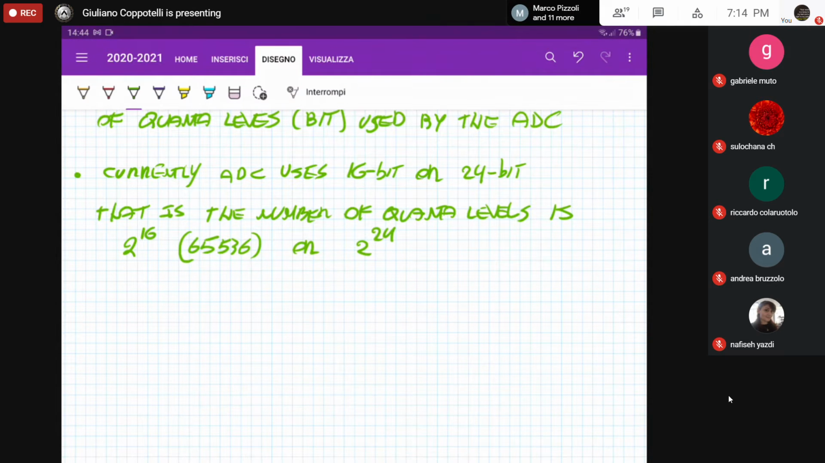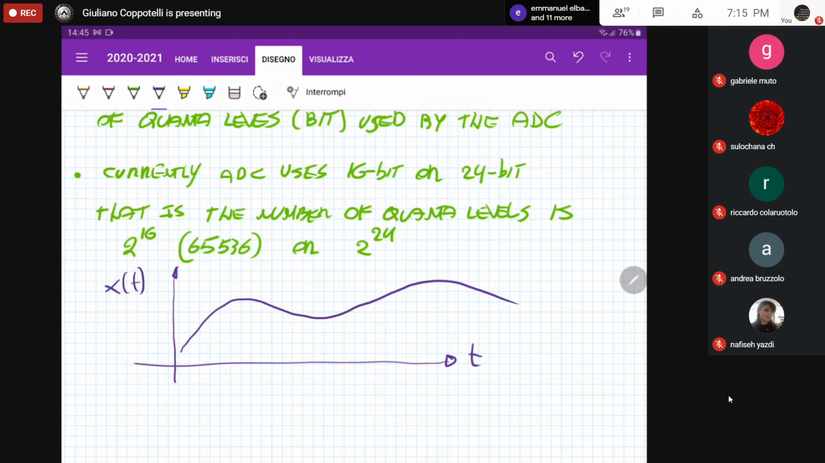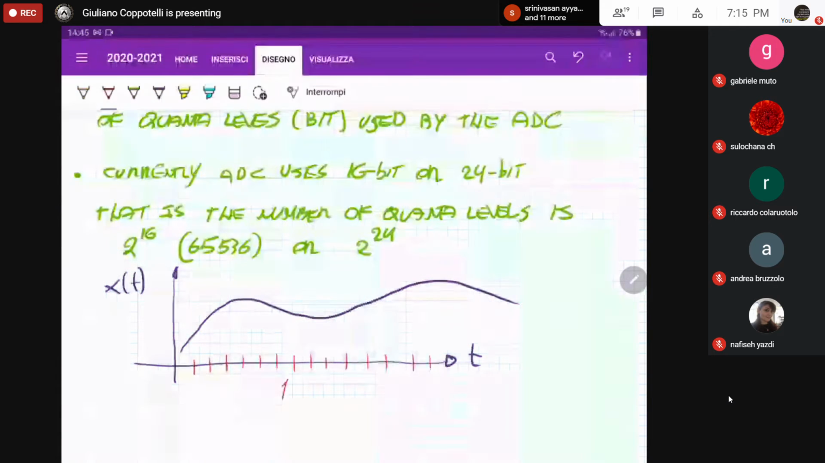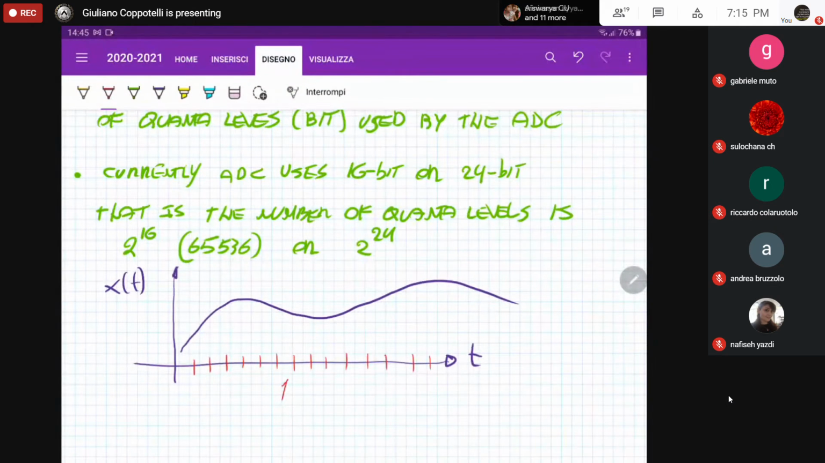Just to explain that, if you are having your whatever measured quantity, okay, your time, and that is your whatever measured quantity that has, for example, a very nice behavior as the one that I've just drawn, then we have to consider that not only are we having time discretization, and we already talked about that, okay? So that is your time discretization.